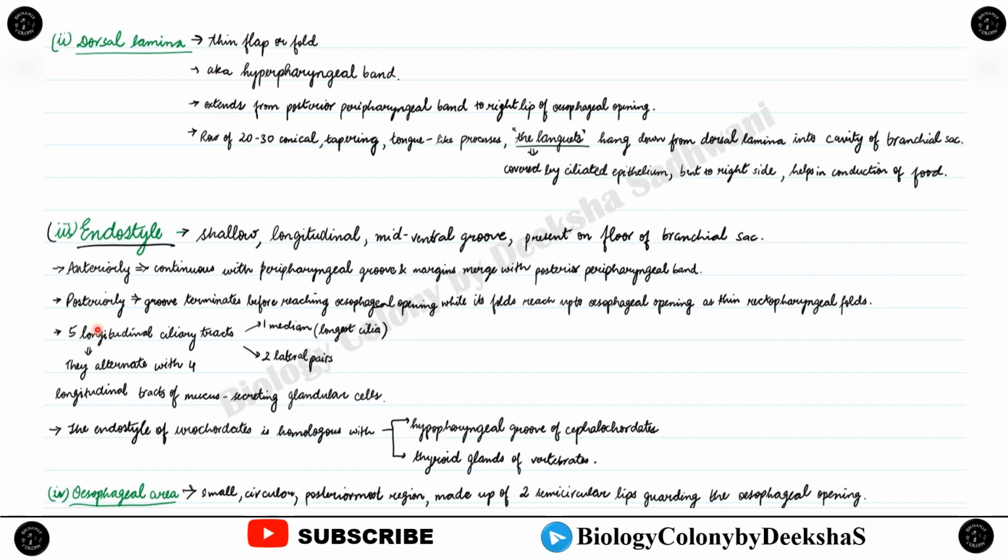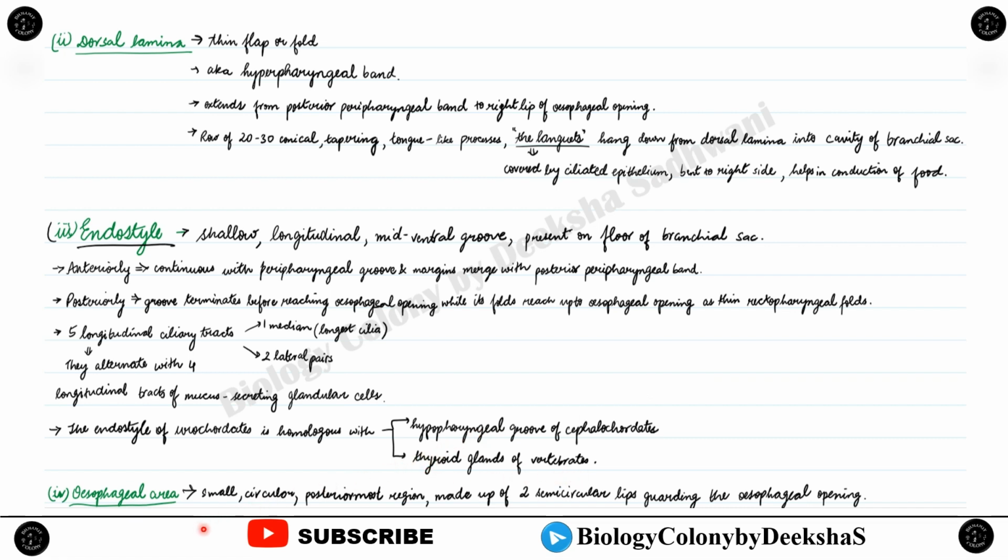It has 5 longitudinal ciliated tracts, one is median and 2 lateral pairs are present, and they alternate with 4 longitudinal tracts of mucus secreting glandular cells. The endostyle of urochordates is homologous with hypopharyngeal groove of cephalochordates, that is the Branchiostoma, and thyroid glands of vertebrates.